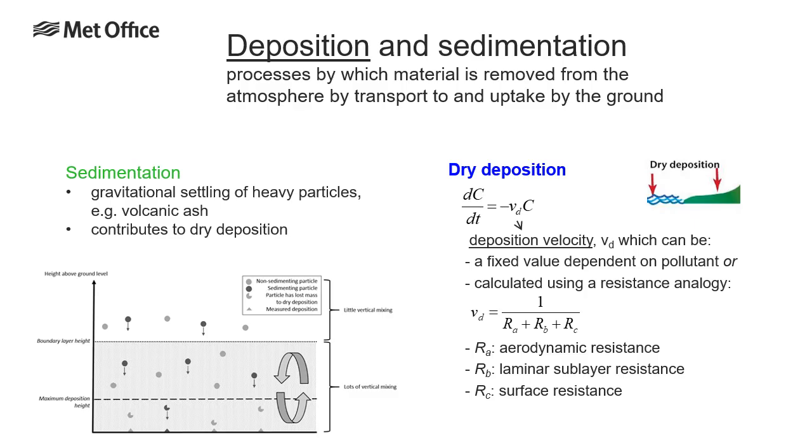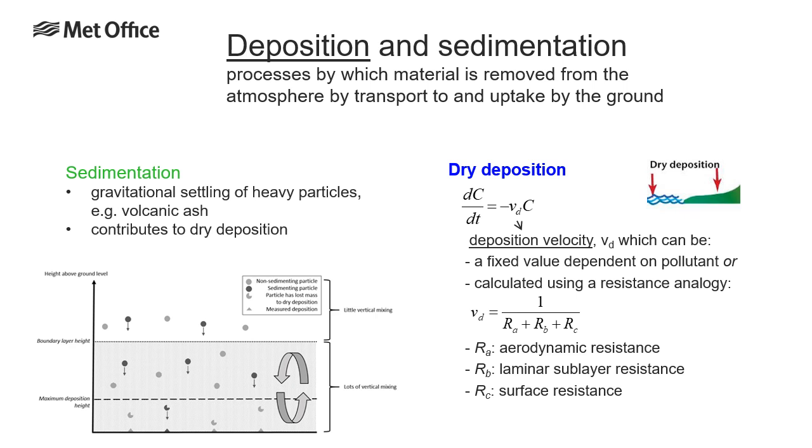Sedimentation is the gravitational settling of heavy particles, and that forms a contribution to dry deposition. It's modelled within NAME using the concept of a sedimentation velocity, which depends on both the size, shape and density of the particle. Dry deposition is modelled using a simple loss equation where the constant of proportionality is known as the deposition velocity.